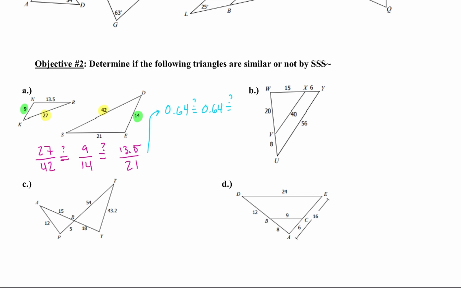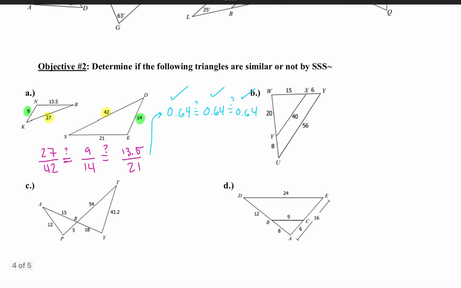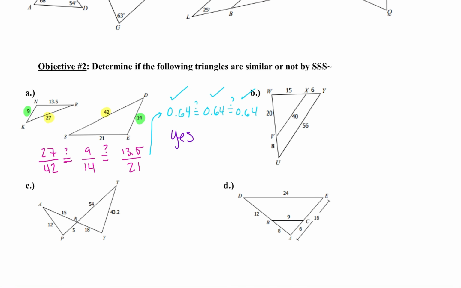And last, 13.5 divided by 21, I get 0.64. So since all three of these came out to the same number, I would say yes. I want to do that in purple. I would say yes, they're congruent by side, side, side similarity.